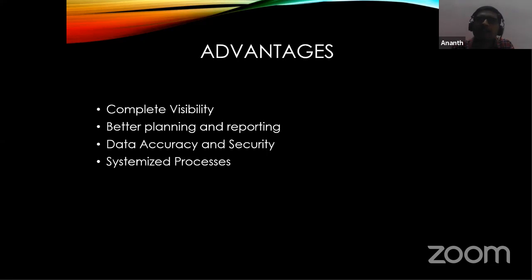So that information is available throughout. So that visibility of information is there. Better planning and reporting. When you have that level of data visible across the organization, what is the advantage? Better planning. You can do better planning and you can do better reporting.